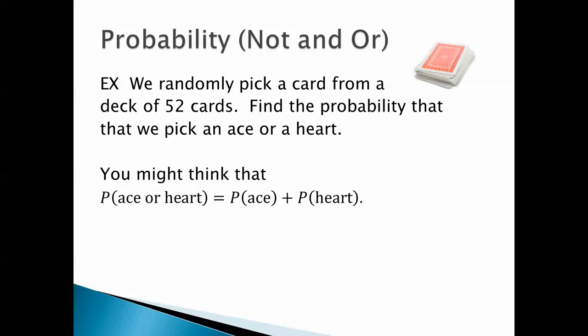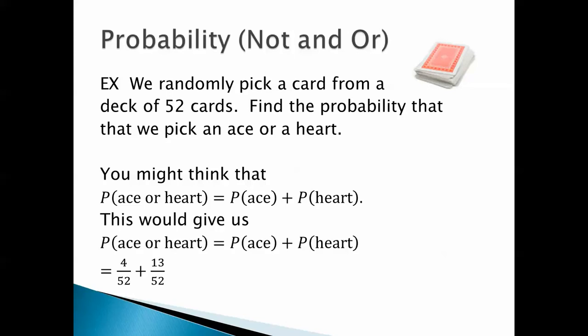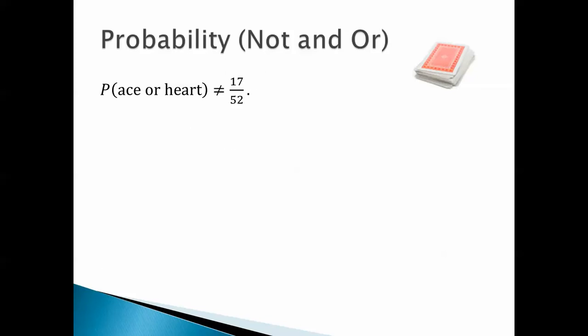You might think that the probability of an ace or a heart is the probability of an ace plus the probability of a heart. In other words, 4 out of 52, because there are 4 aces in the deck, plus 13 out of 52, because there are 13 hearts in the deck. That would give us 17 out of 52. But this is the wrong answer. The probability of getting an ace or a heart is not 17 out of 52.